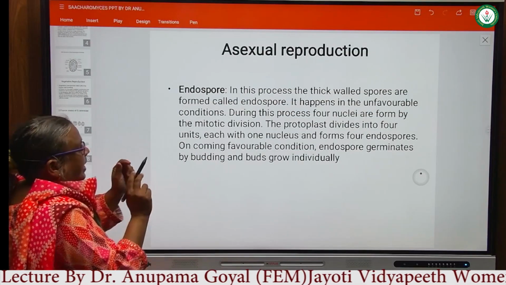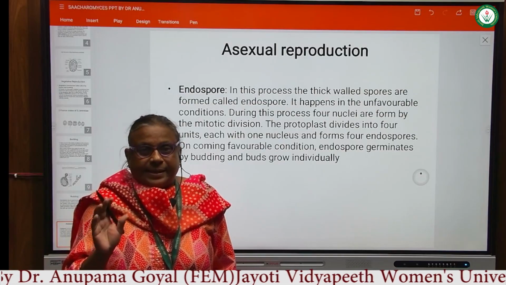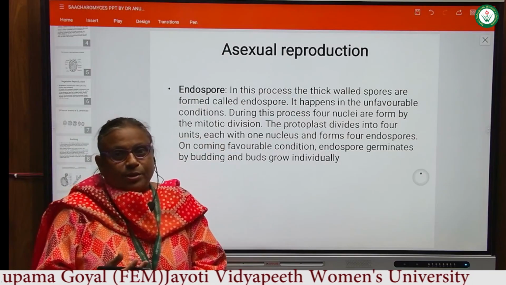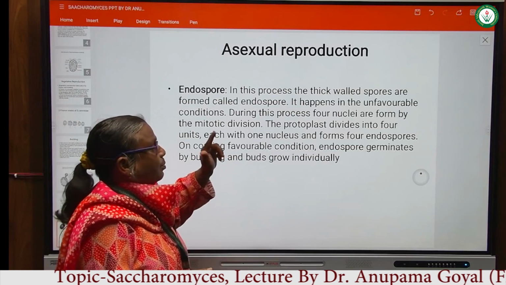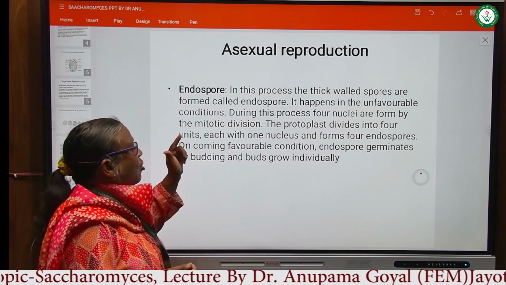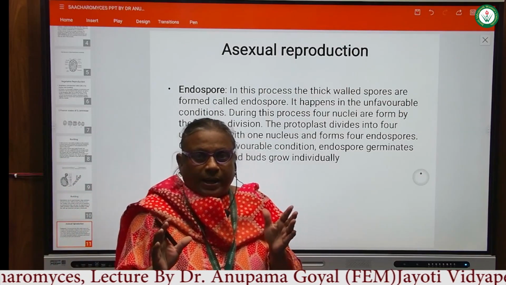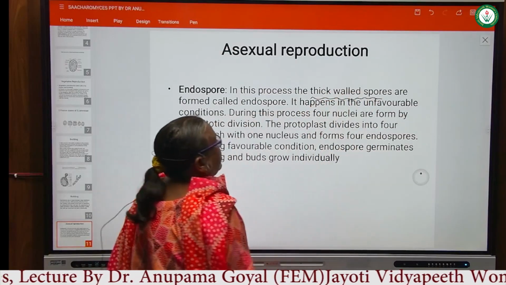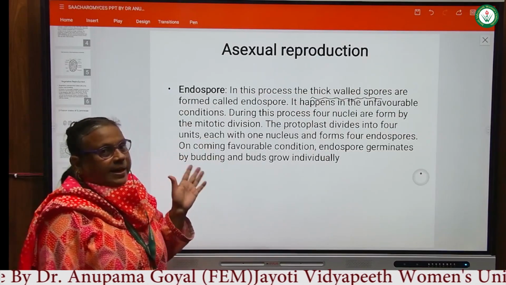Now, asexual reproduction in Saccharomyces. How does asexual reproduction occur? It takes place by means of endospores. In this process, thick walled spores are formed, and these thick walled spores are called endospores. It happens in unfavorable conditions.